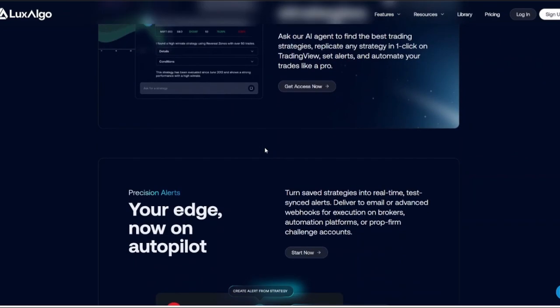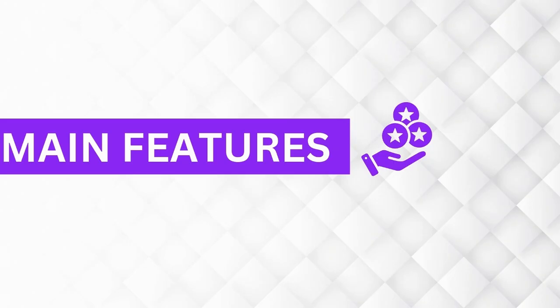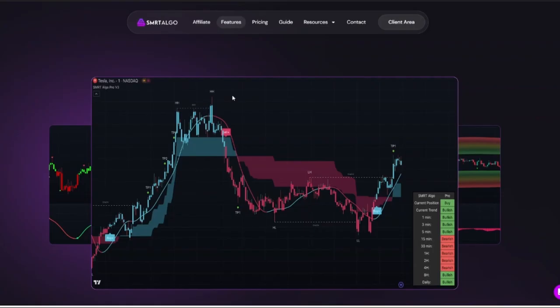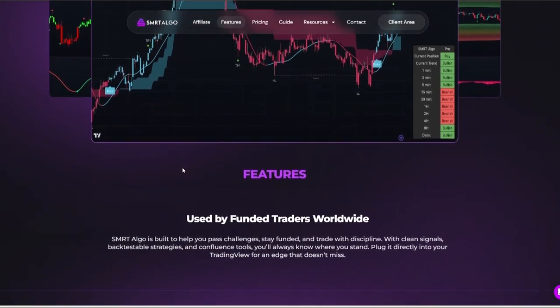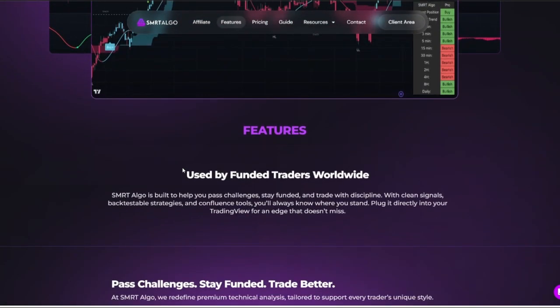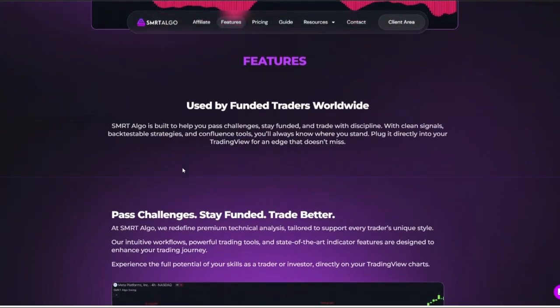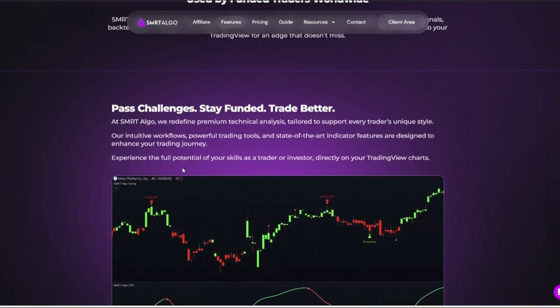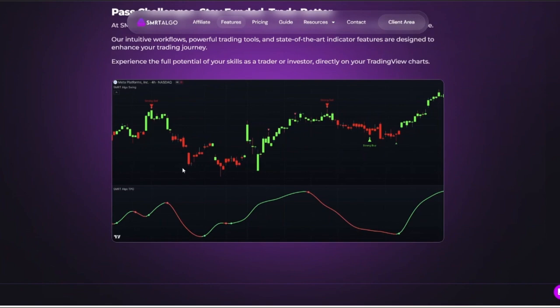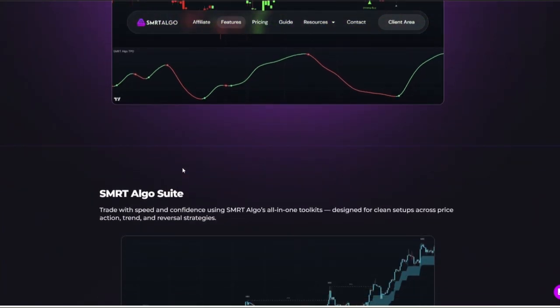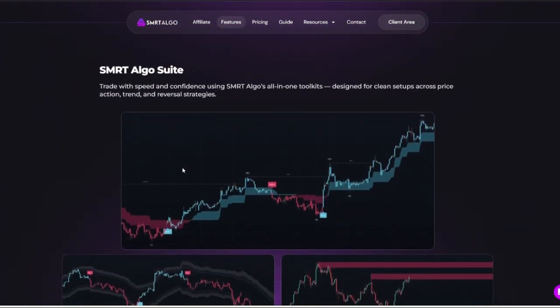Now let us talk about the main features of each of the platforms. We start with SMRT Algo. 8 advanced indicators bundled into one suite: market structure analysis, trend lines, support and resistance, supply and demand zones, and momentum detection, real-time trading signals, scalper bots for rapid entries or exits. There's also VIP Discord group access and weekly strategies and setups, and it also works on all time frames and markets.